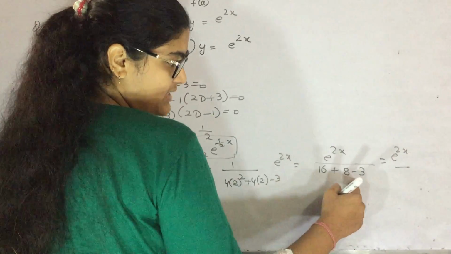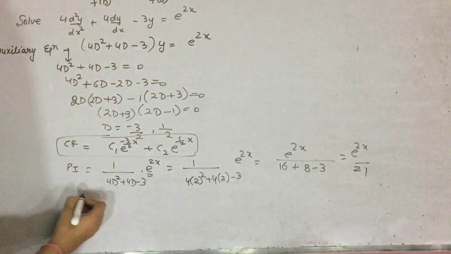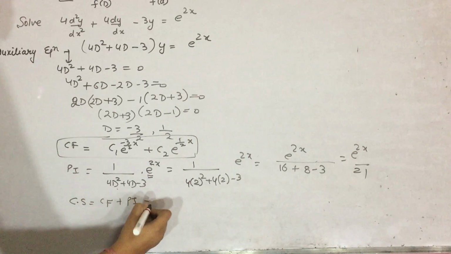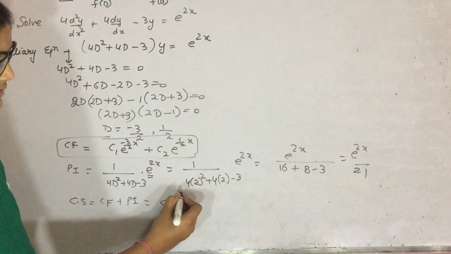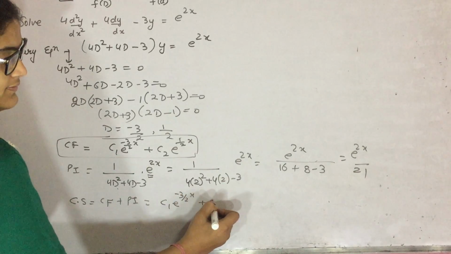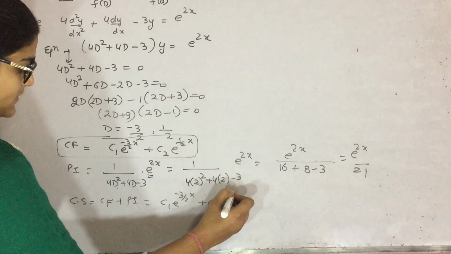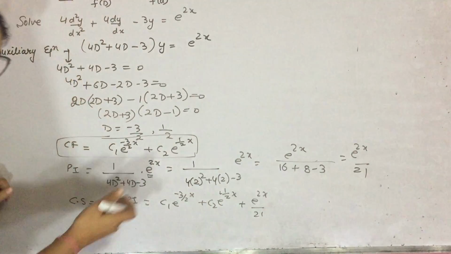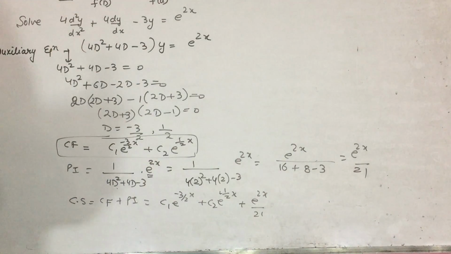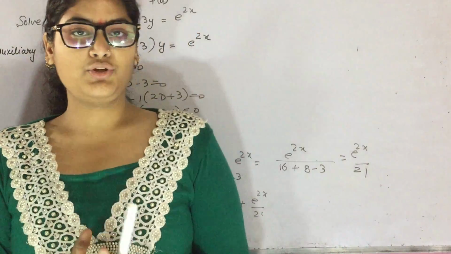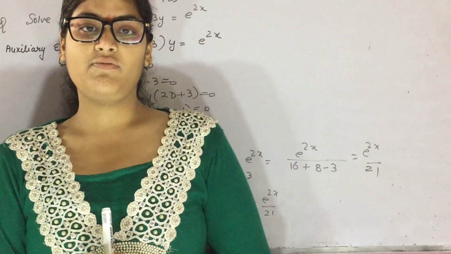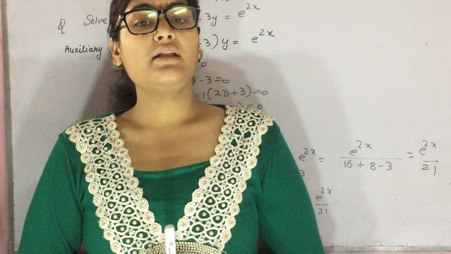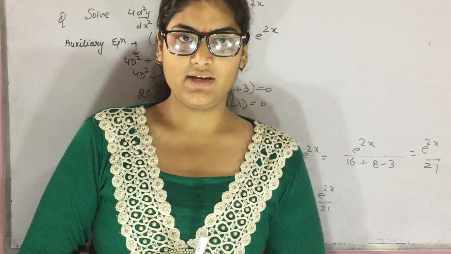That means 24 minus 3, which is 21. So your complete solution will be the complementary function plus the particular integral, which will be like this. This is your complementary function, this is your particular integral, and here we go, we have the complete solution. In this way we can find the solution for the non-homogeneous linear differential equation having exponentials on the right-hand side. For the rest of the cases, we'll discuss in our next class.